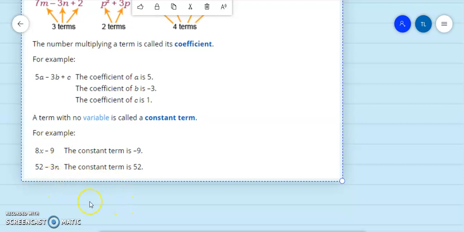52 minus 3n. Which one is the constant term? The constant term is 52. The constant term is not always at the end of the expression. So it can be in the beginning, the center, or at the end.